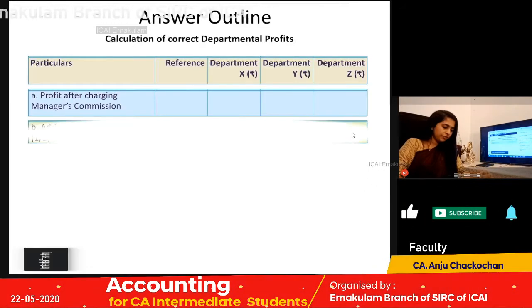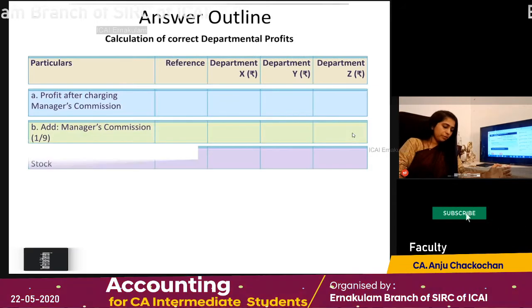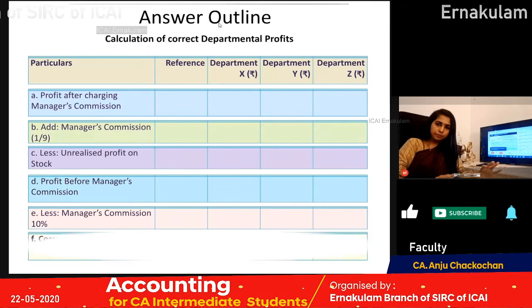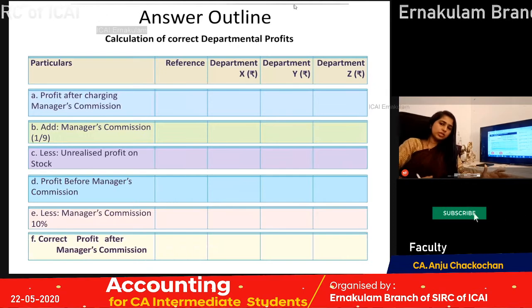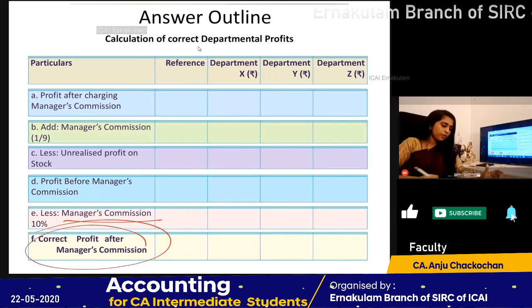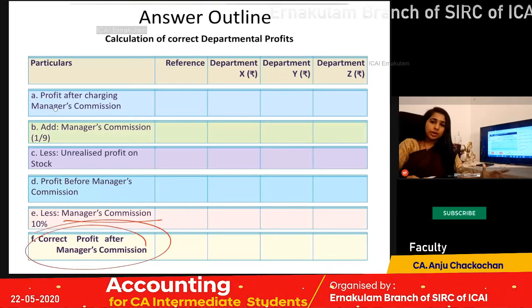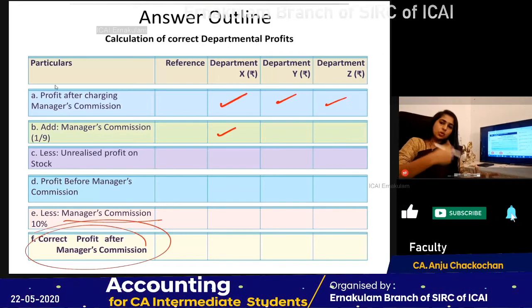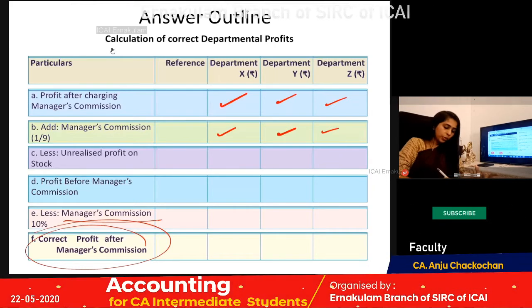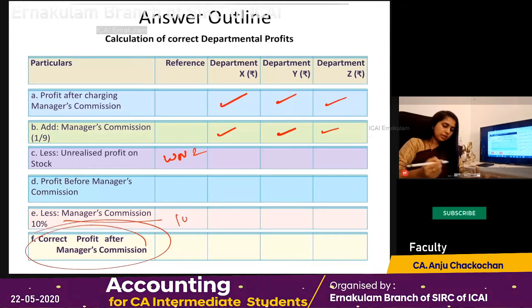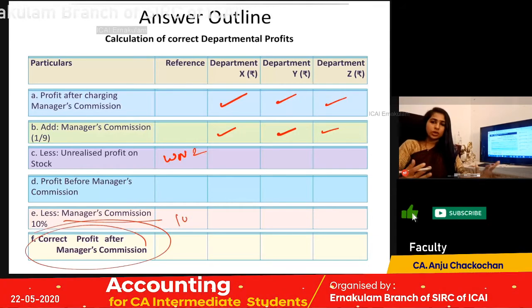We have the profit after commission. We add back the manager's commission, and from that you reduce the unrealized profit, so that you get the correct profit before manager's commission, and then you reduce the manager's commission amount, and finally get your correct profit. This is the format in which we'll be pulling out figures. This figure is given in the question. Manager's commission you will be able to do just by 1/9 of it. You will have to compute this using your working note number 2, and then you get the profit before manager's commission, and on this you just have to take 10%. You will get the commission and you will just have to reduce it.